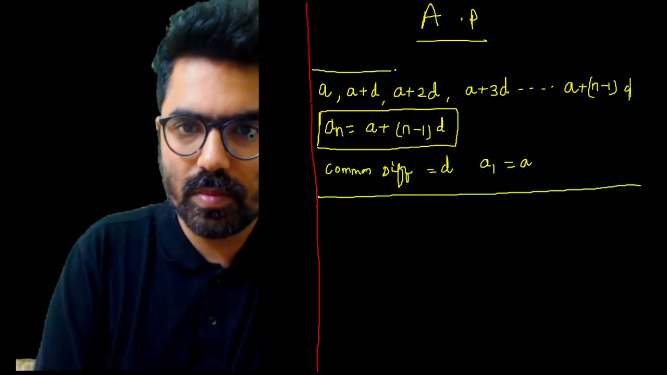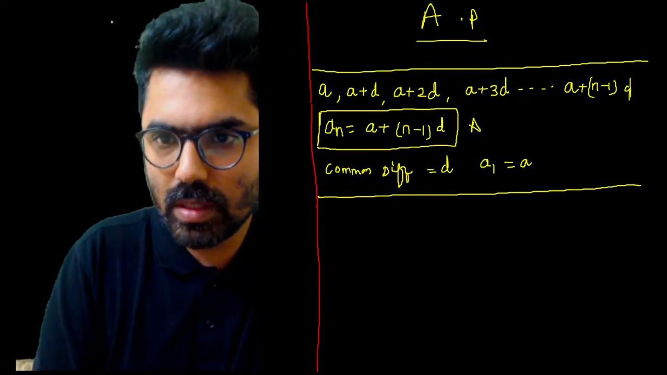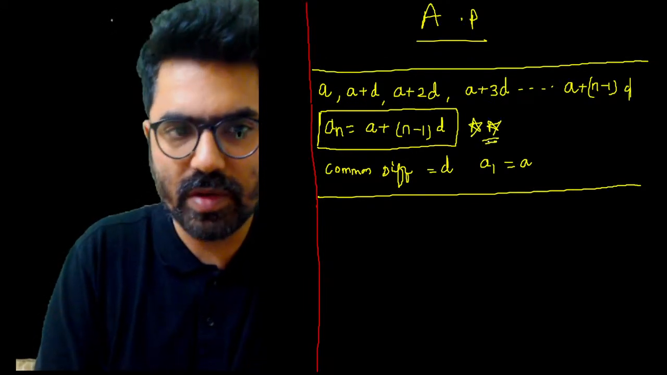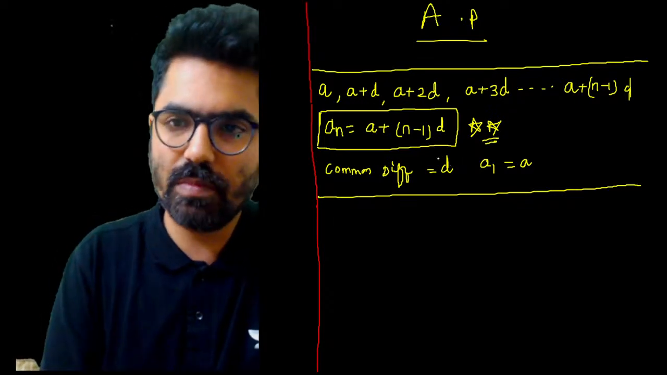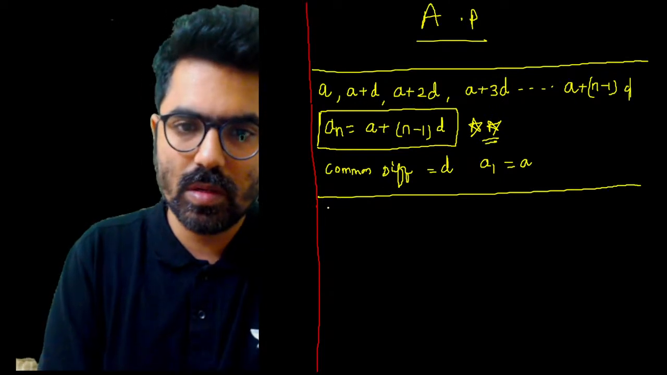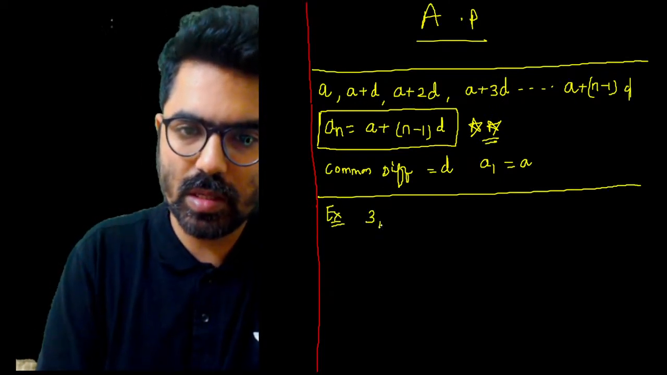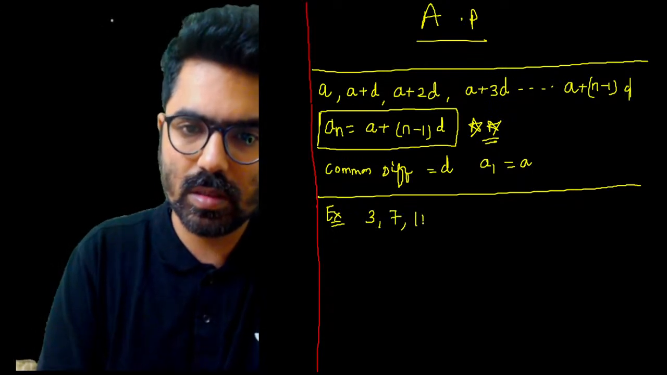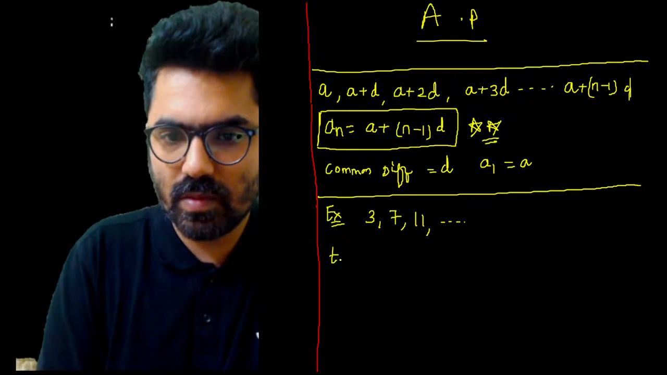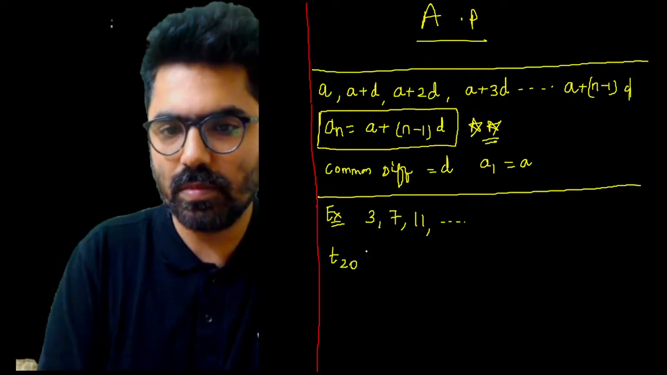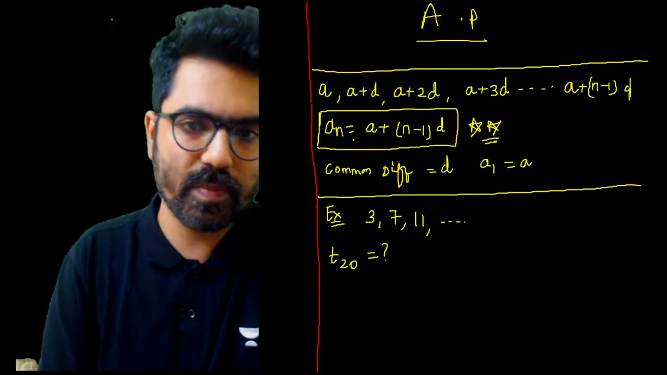These are the terms which we can write in AP. You have to remember this important part: the nth term of AP is A plus n minus 1 into D. This is a very basic formula for the nth term. For any AP, let's take an example. I am writing 3, then 7, then 11, and so on. And if it is asked to find the 20th term, this formula will be very helpful over here.